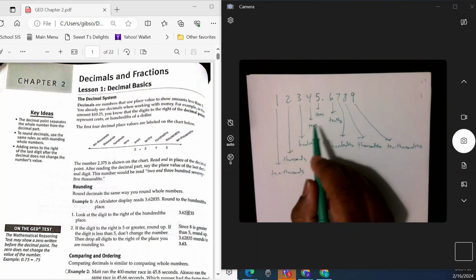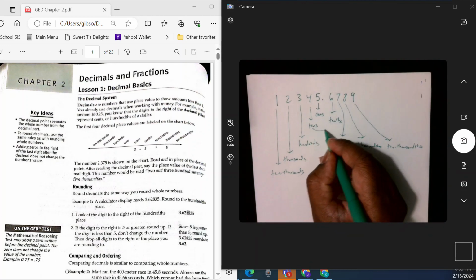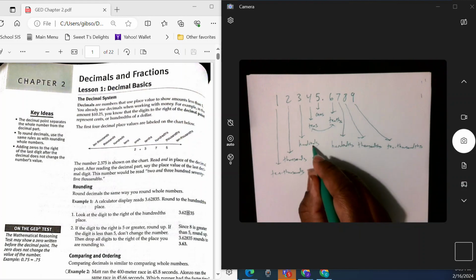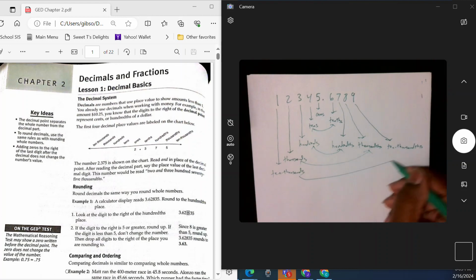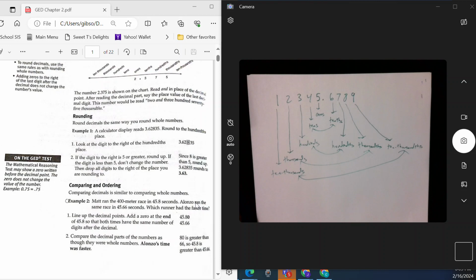Okay, now we have our place values, and the decimal is the separator. Again, these place values mirror each other. Tens with tenths, hundreds with hundredths, thousands with thousandths, and 10,000s with 10,000ths. Now, we move on. We're going to take a look at some of these problems here. Let's take a look at example 1.